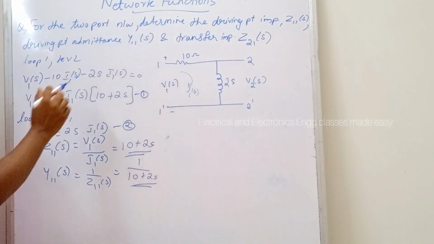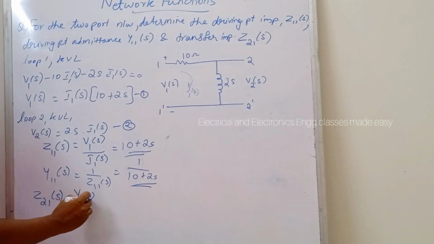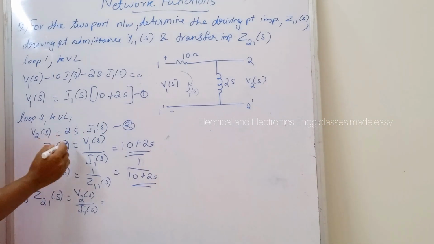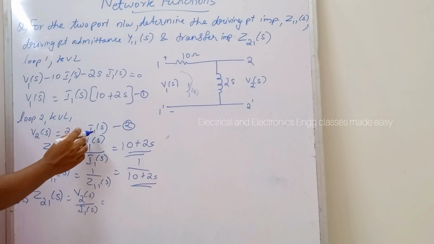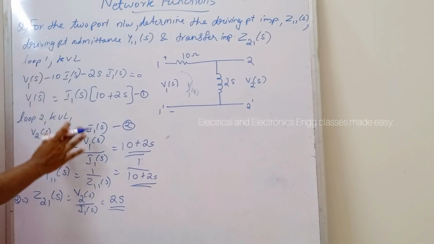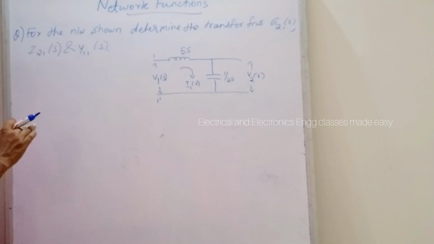Next, we have to find the value of transfer impedance Z21 of S. That is Z21 of S is equal to V2 of S divided by I1 of S. Then what is V2 of S divided by I1 of S? From equation 2, we have V2 of S divided by I1 of S is equal to 2S. So these are the values we have to find: Z11 of S, Y11 of S, and Z21 of S. Let us do another problem.